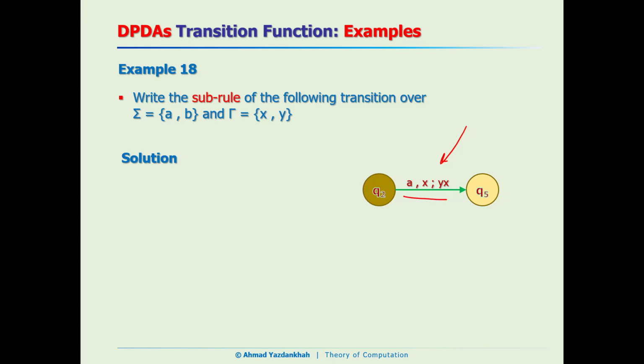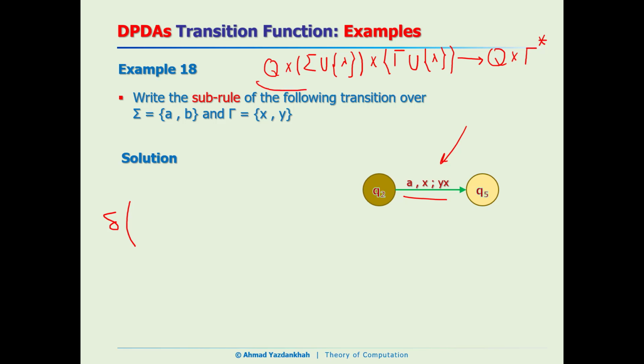Look at this. The question is, what is the subrule for this? Yeah, we are looking for the delta of what? So you remember, on the domain side, we had Q, Cartesian product with sigma union lambda, Cartesian product with gamma union lambda again. And on the range side, we had Q, Cartesian product with gamma star. So what is this and how can we use that?